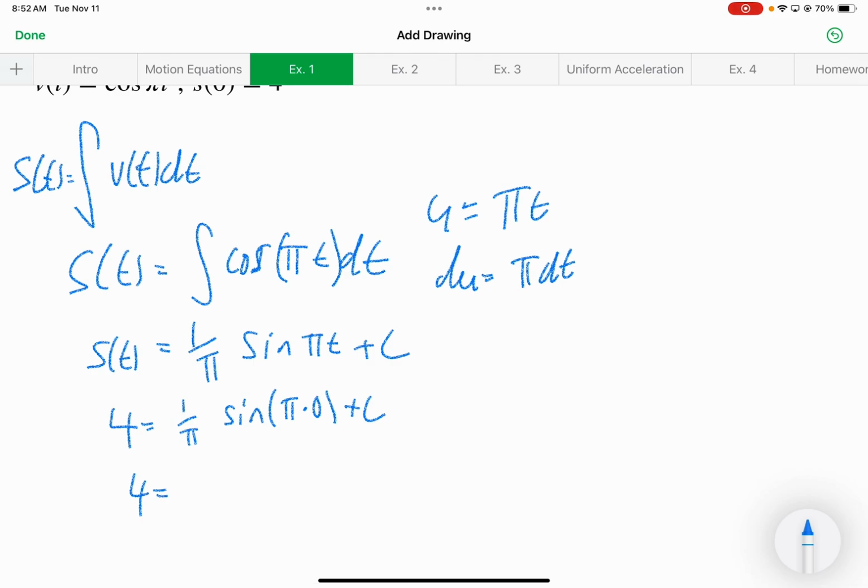Sine of 0 is indeed 0. So then we would just get 0 plus c. So then my c value is equal to 4. So then my position function becomes s of t equals 1 over pi sine of pi t plus 4. Yay.